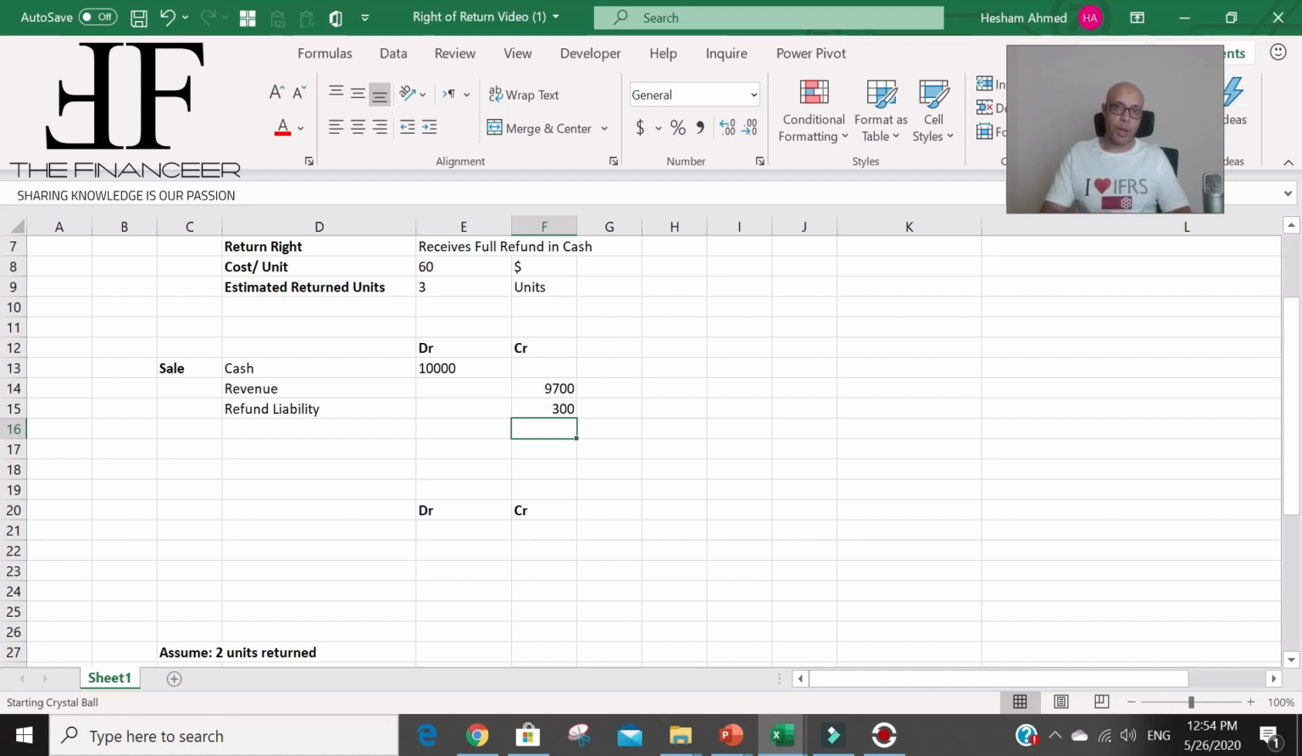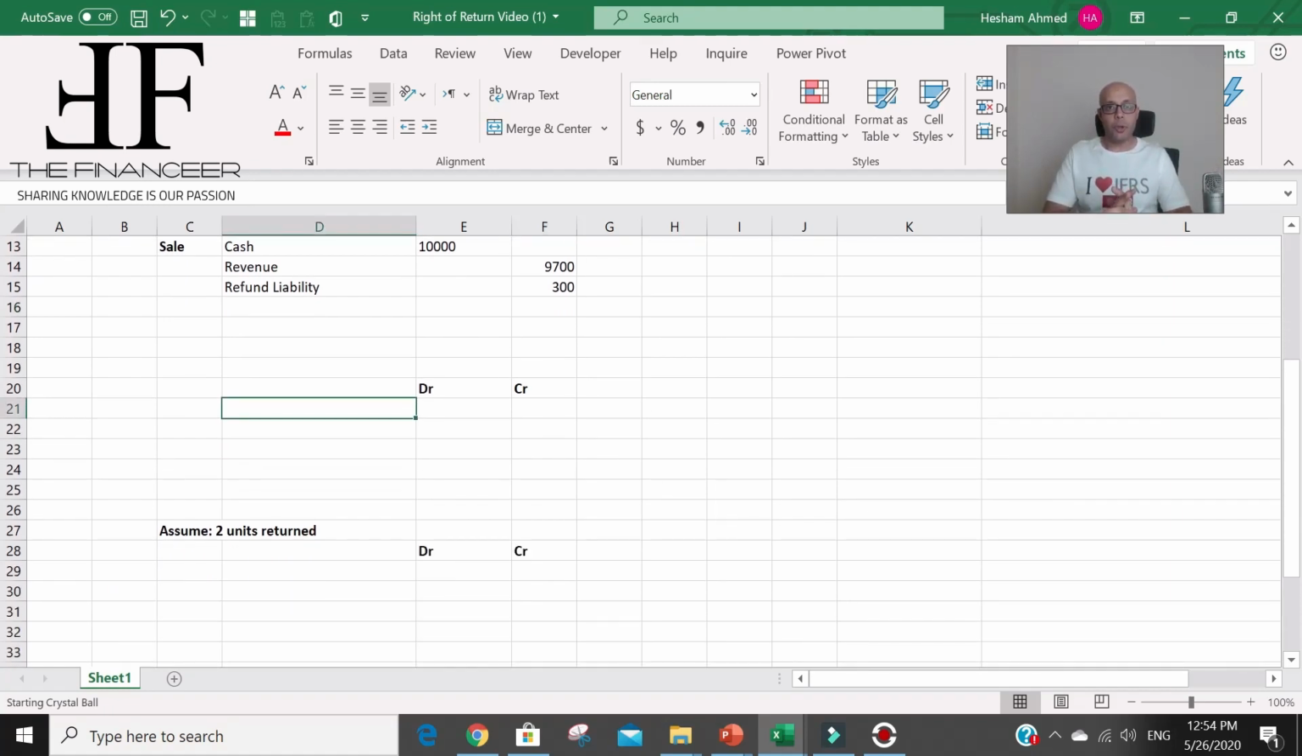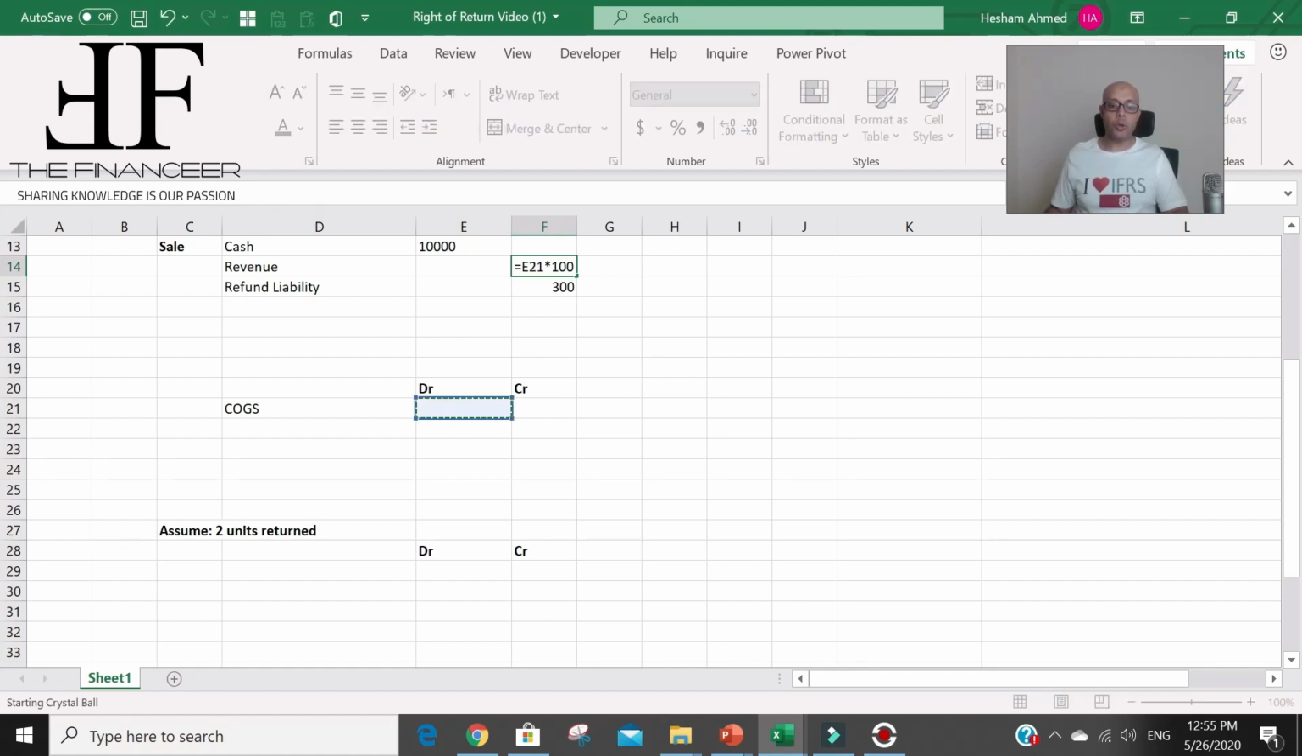There is one more entry you have to recognize in the first day of the transaction, because you recognized revenue. So you have to recognize the cost matching of this revenue, which is the cost of goods sold. Now let's go here and start determining the entry of the cost of goods sold. How many units did you recognize the revenue for? I recognize the revenue for 97 units here. So you need to recognize cost of goods sold based on the 97 as well. So I'm going to recognize 97 times the cost per unit, which is $60.